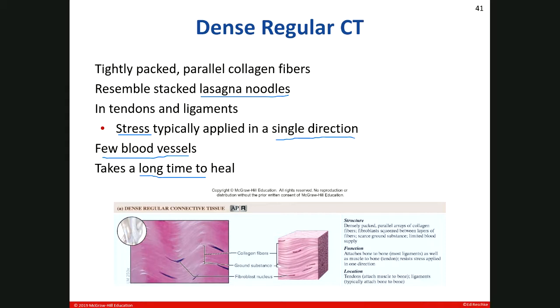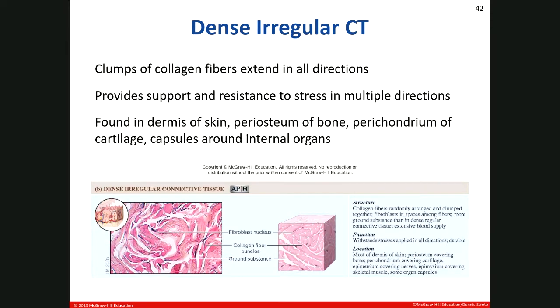Right? But it's able to handle the stress in a single direction, right? But if you start applying multi-directional stresses to that Achilles tendon, it could tear and become damaged, okay? Pop, yeah, that's right. Pop goes the Achilles tendon.